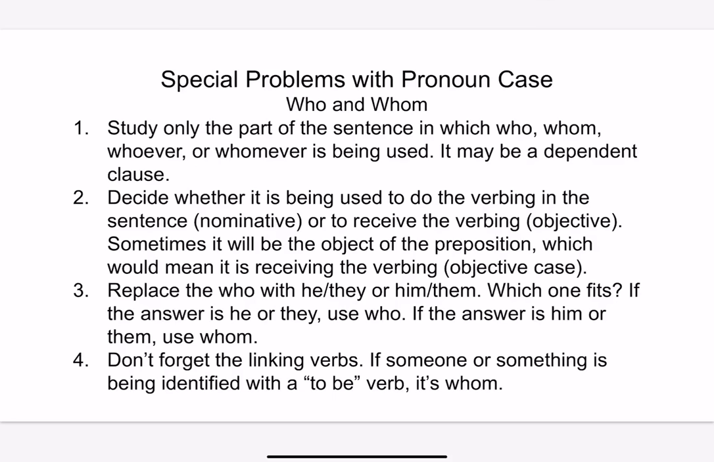Don't forget that once in a while we're going to have a linking verb identifying who somebody is, and if that's the case, we're supposed to be using who for the linking verbs. If it's receiving the action, we'd be using whom.